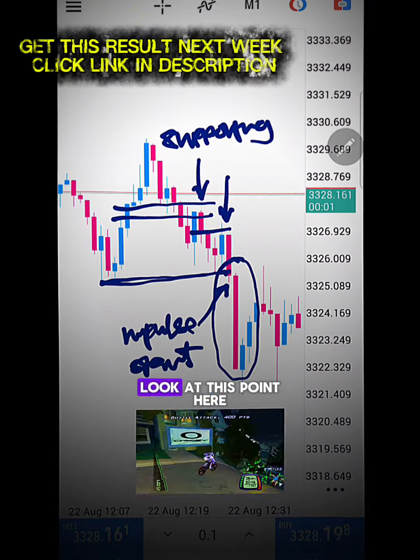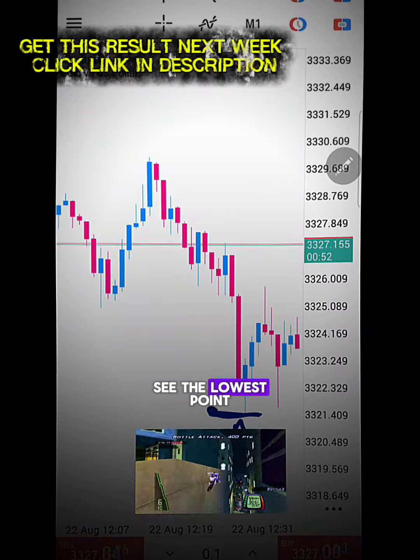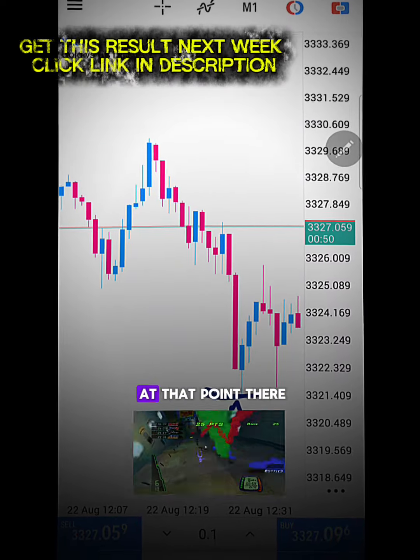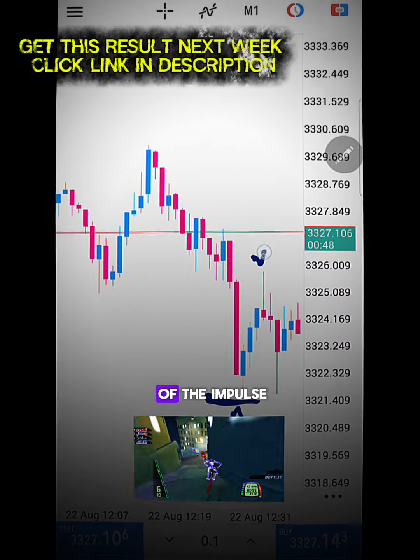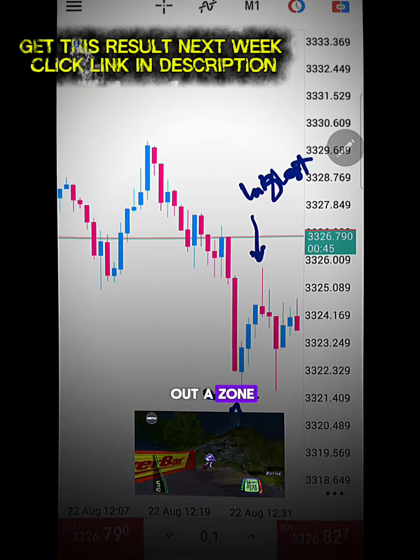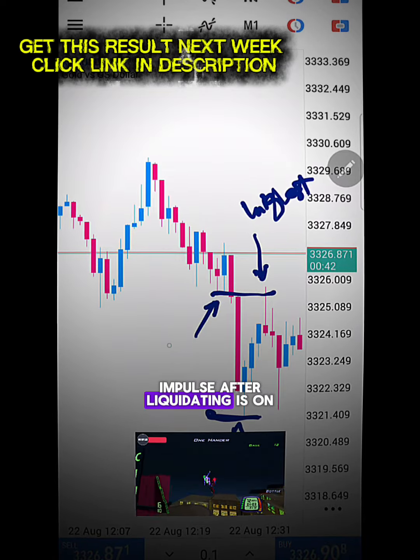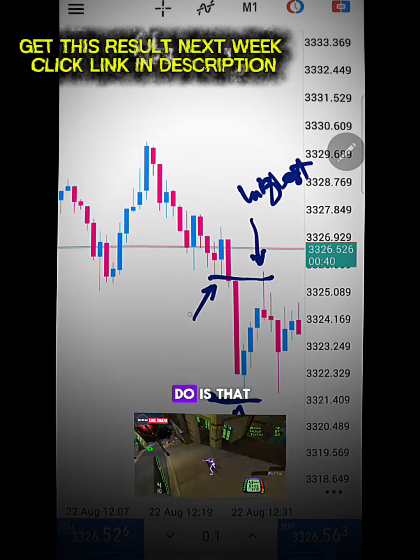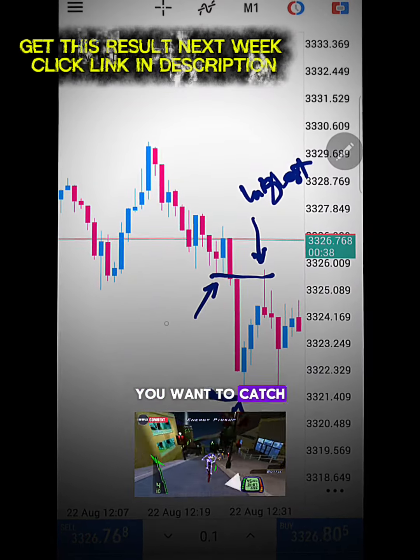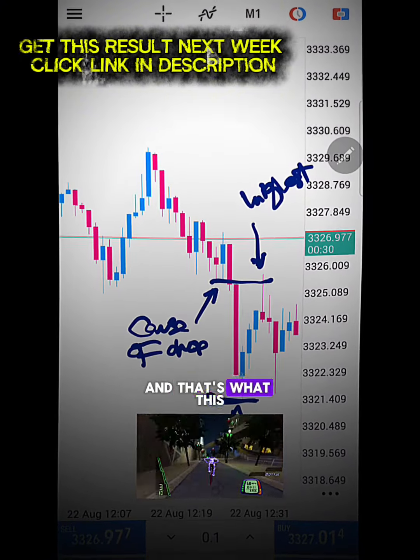If you look at this point here, that's the end, or let's just say the lowest point of the impulse, and that point there is the high of the impulse. So whenever price sticks out a zone, or it creates an impulse after liquidating a zone, what you want to do is catch the reversal back up. That's basically it, and that's what this blue candle did.